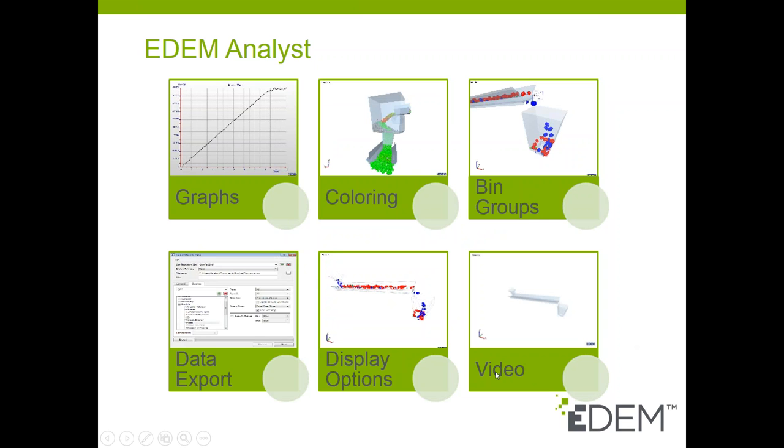This slide highlights a few of the other tools available for reviewing a simulation. It includes graphing tools. We can colour our material by its properties, such as its force or its velocity. Bin groups refers to the option of just investigating a small area of the simulation. For example, the material velocities in a section of a conveyor belt or across the width of a conveyor belt to determine the difference in flow profiles. Data can also be exported from the simulation in a number of different formats for further analysis. And different display options can be set, as well as creating videos from the simulation.